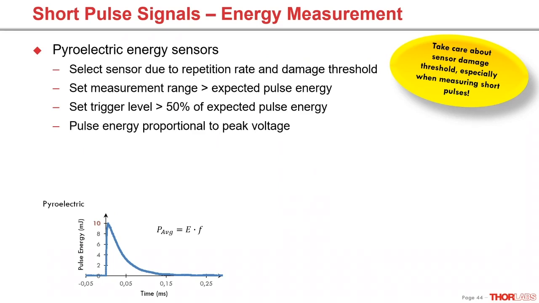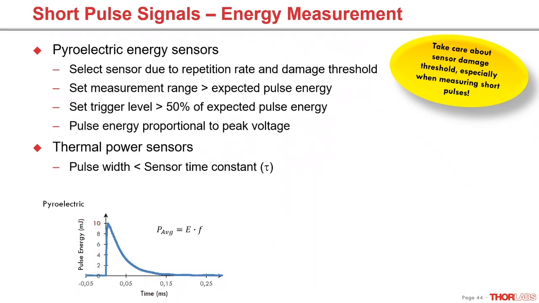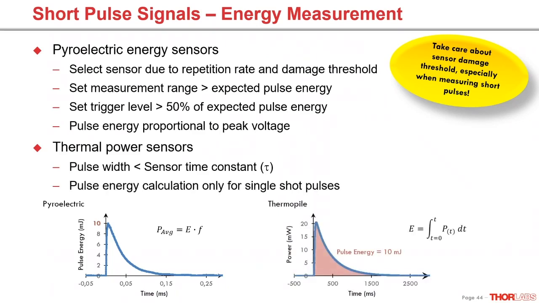And you can also calculate the average power of it, or the meter does this for you by multiplying the energy with the frequency. You can also measure the energy with thermal sensors. In this case, it can only measure single shot energy pulses. And hereby the time constant of the pulse must be much shorter than the time constant of the sensor. And the pulse energy can then be calculated by integrating the power response.